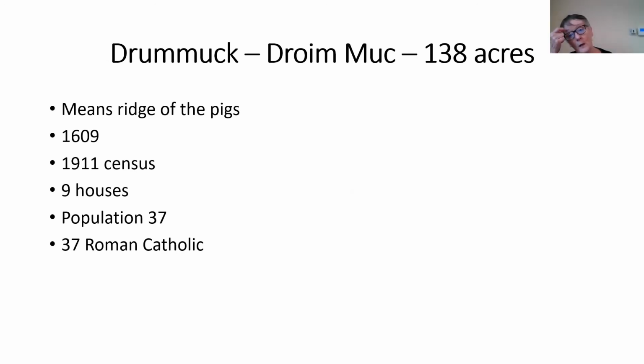The townland of Drummuck, a very small townland, 138 acres, and it means the ridge of the pigs. Muck is the Irish word for pig. It was on the townland maps in 1609, and in the 1911 census had only 9 houses with a population of 37, and all 37 of that population were Roman Catholic.